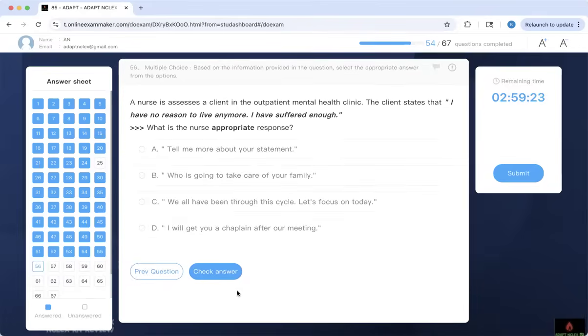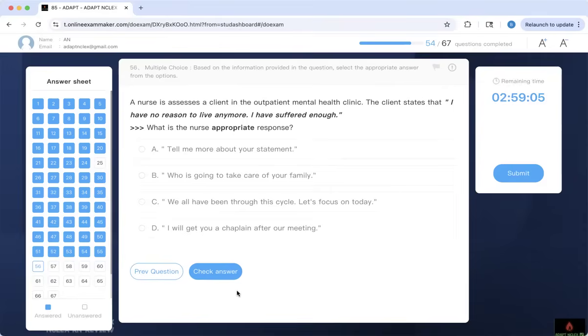Number 56: assess the client in the outpatient mental health clinic. The client states, "I have no reason to live. I have suffered enough. I'm tired." What is the next appropriate response? This is a mental health concept, therapeutic communication.